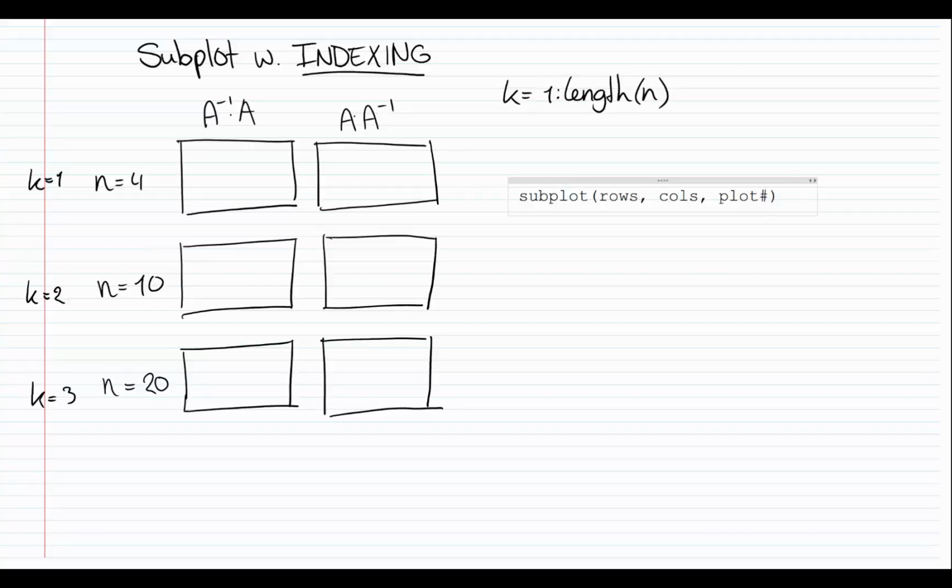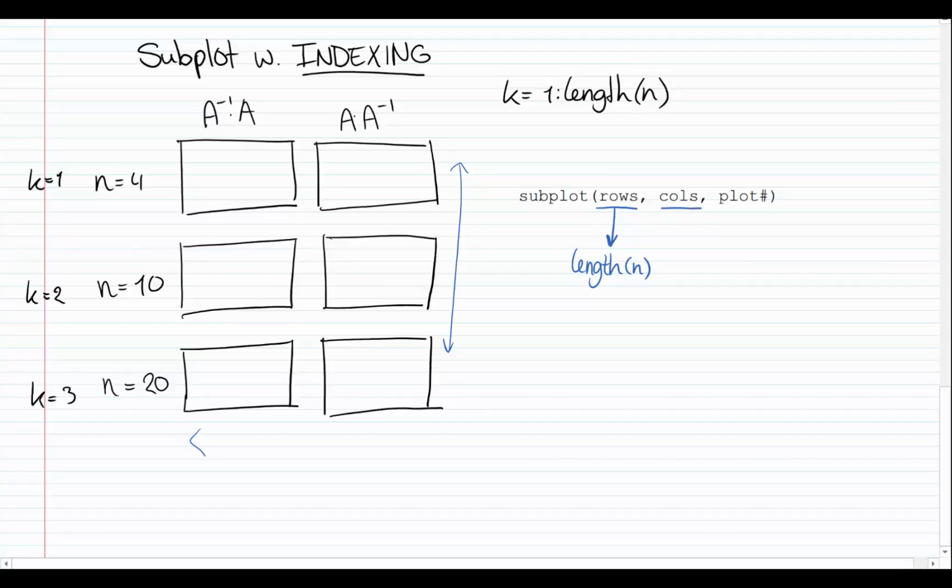So basically the position within the subplot where the graph has to be. In our case, we have 3 rows, which corresponds to the amount of n's, so in this case, the length of the n vector. The amount of columns is 2, because we want to plot the 2 identity matrices. And then lastly, the plot number can be either 1, 2, 3, 4, 5, or 6.